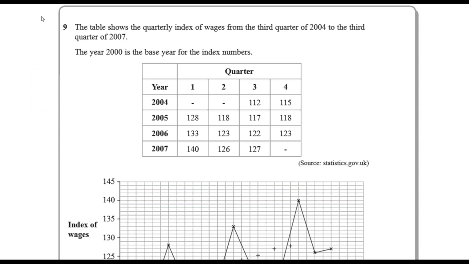Question 9. The table shows the quarterly index of wages from the third quarter of 2004 to the third quarter of 2007. The year 2000 is the base year for the index numbers. That means that for the year 2000 we set the base as 100. So let's just make a note of that. Very important.